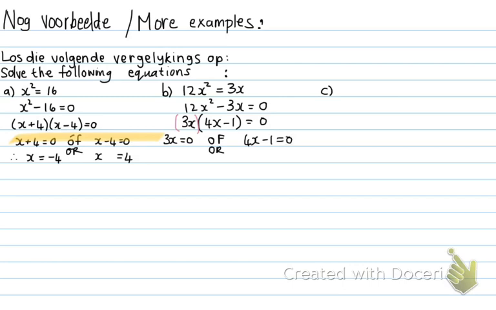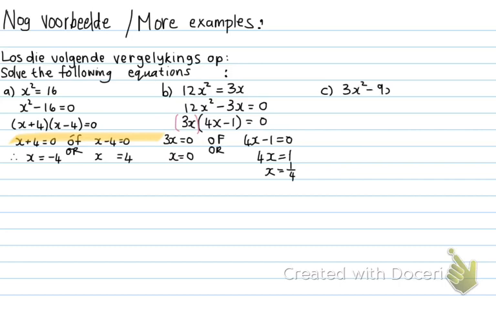Now, the 3 gets divided on the other side. 0 divided by 3 just stays 0. So x is equal to 0, or on the other side, I say 4x is equal to 1. X is equal to 1 over 4.